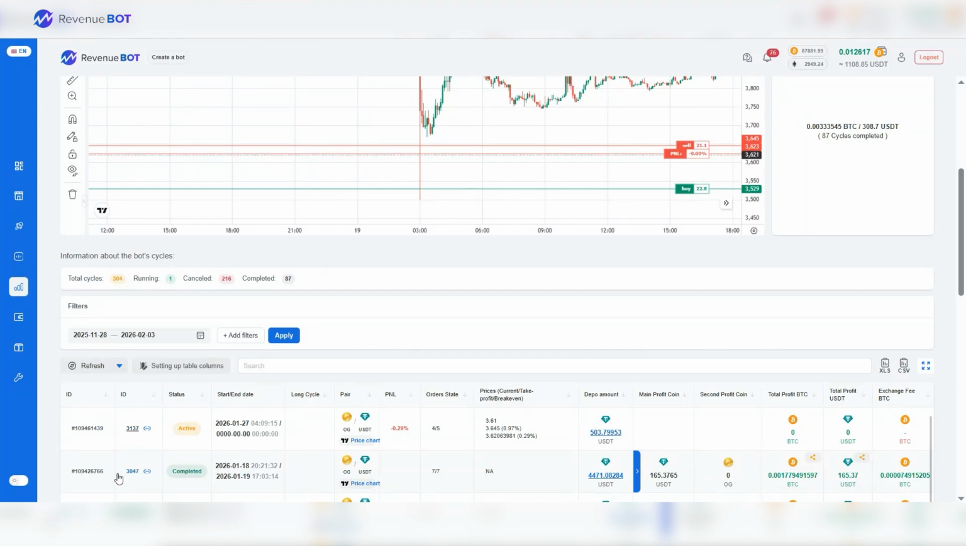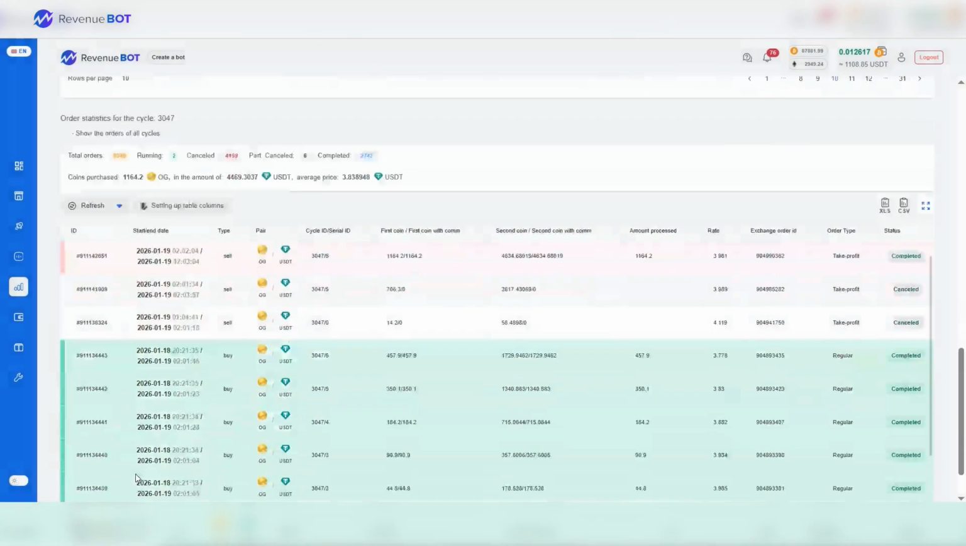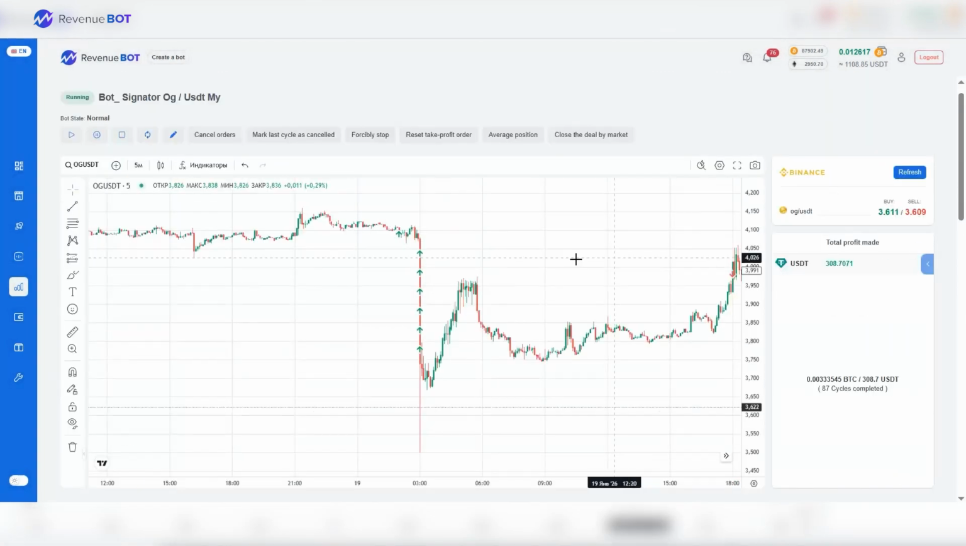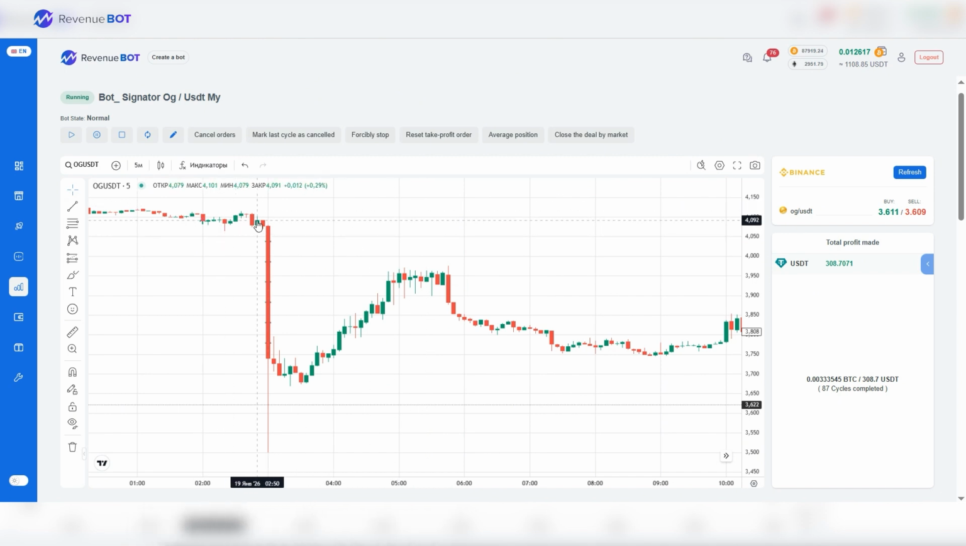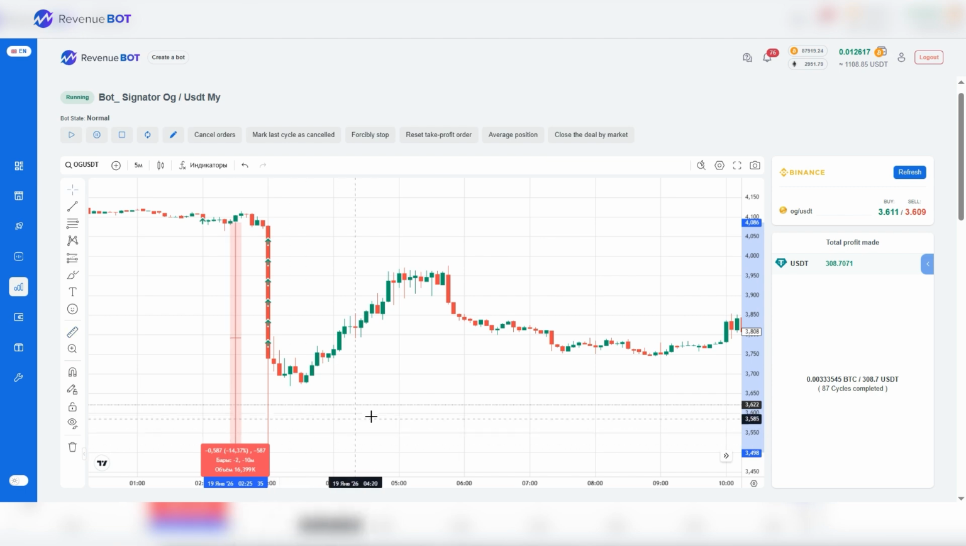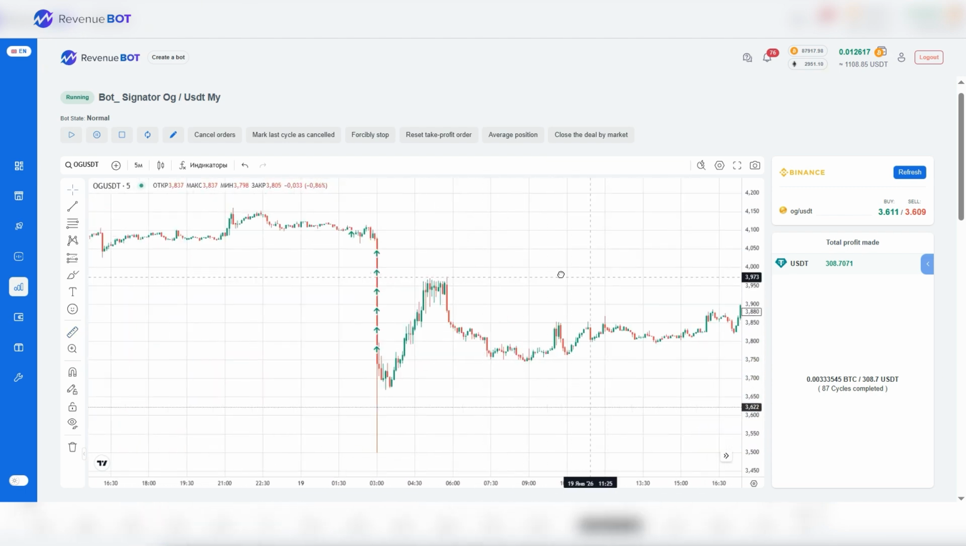On the 5-minute time frame, the entire grid was placed immediately. The first order was filled, and within the same 5-minute candle, the entire grid was filled. At that moment, the coin dropped by 14%. About half a day later, the take-profit order was finally filled.